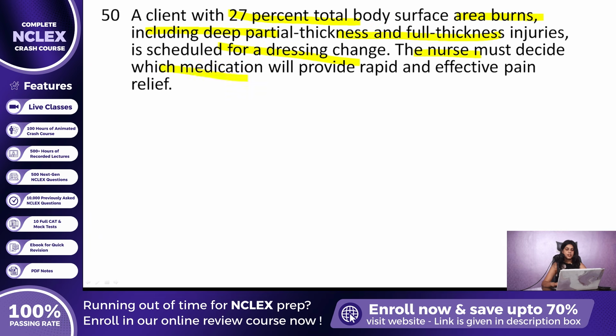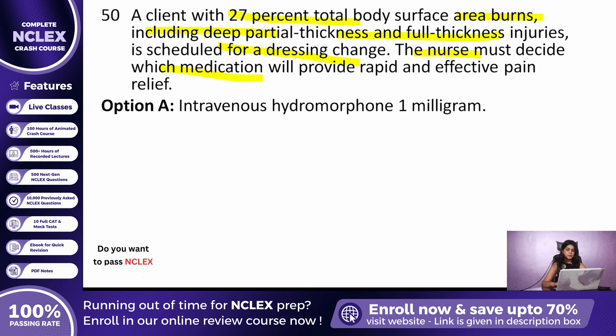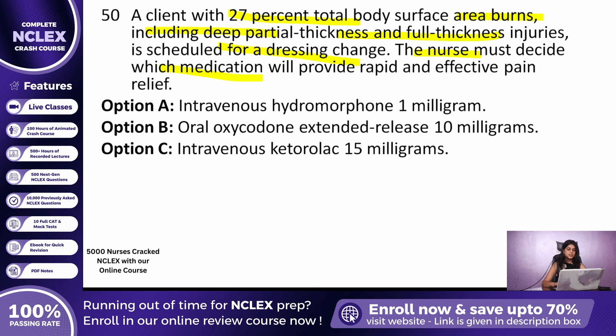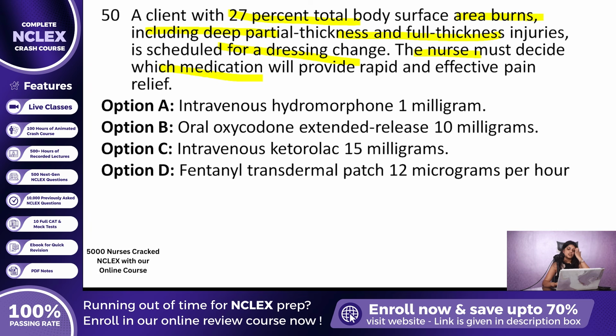The options are Option A, intravenous hydromorphone 1 mg. Option B, oral oxycodone, extended release 10 mg. Option C, intravenous ketorolac 15 mg. Option D, fentanyl transdermal patch 12 micrograms per hour. The correct answer is Option A, intravenous hydromorphone 1 mg.